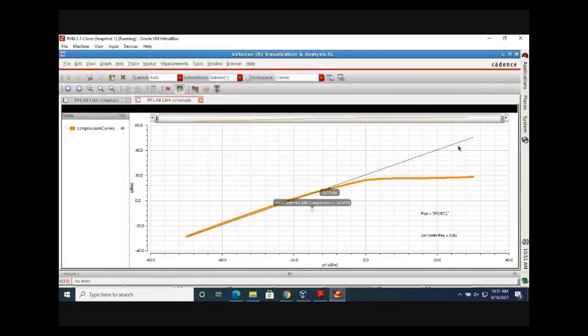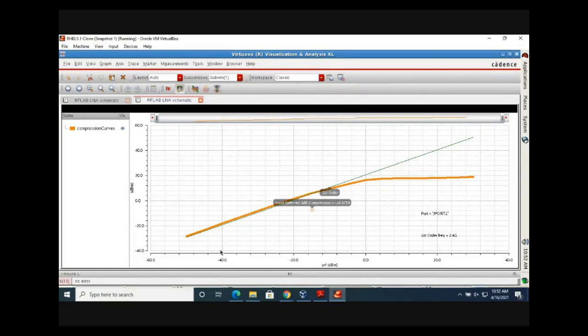What you're seeing in the green line is the linear, ideal graph, without considering any non-linearity. And what you're seeing in this yellow or orangish line is your compression curve. You can see that as your input amplitude increases, your output is getting compressed, and the 1 dB compression point is automatically displayed here by the simulator. You can see that the input referred 1 dB compression point is equal to minus 14.8758.